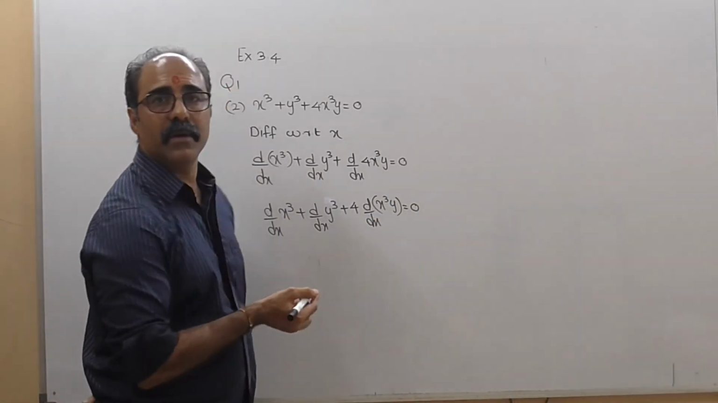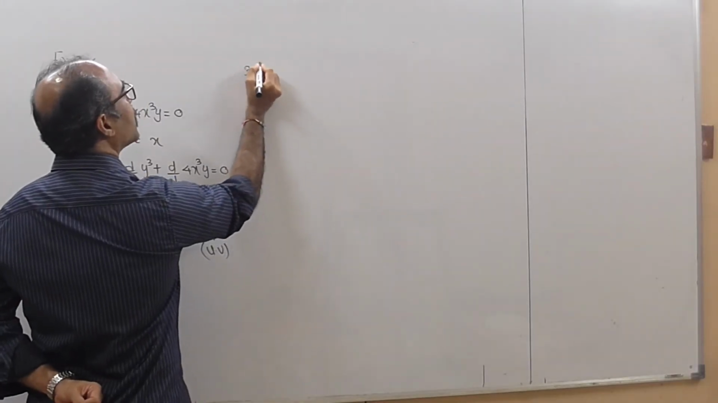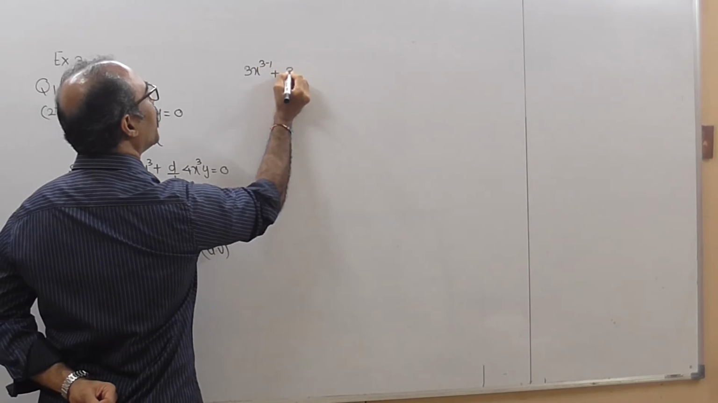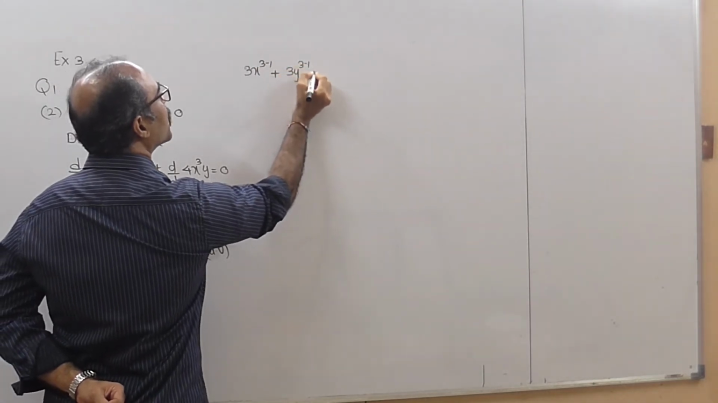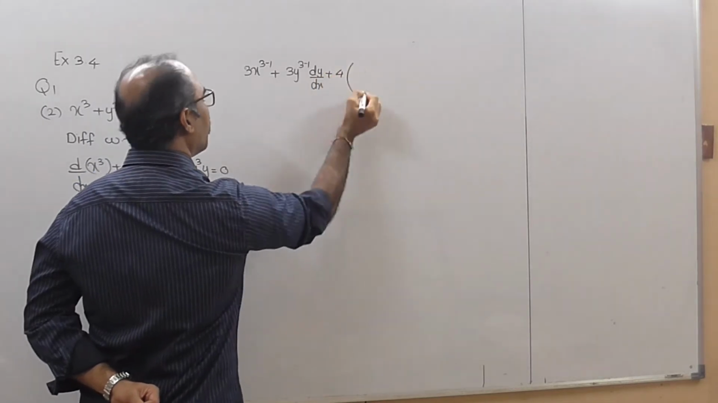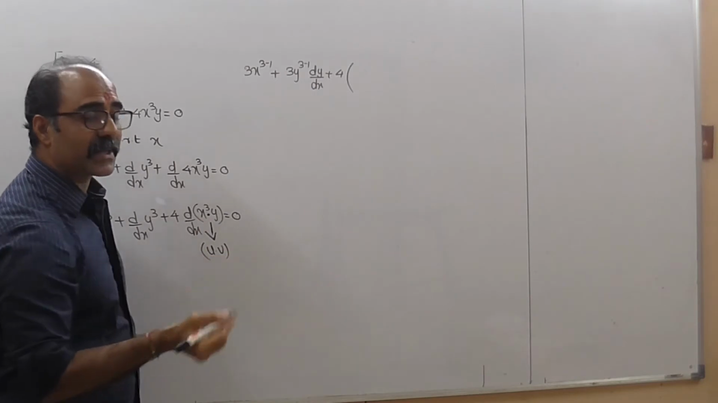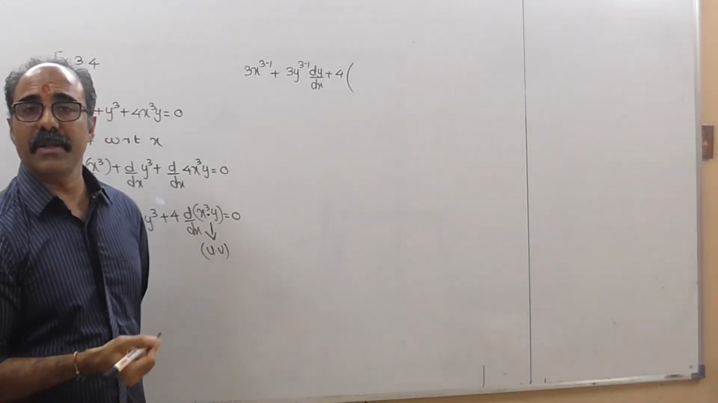Now you can use the formula of derivatives. Derivative of x cube is n x raised to n minus 1. Derivative of y cube is n y raised to n minus 1. Since you are finding the derivative of y, please attach dy by dx. This has to be done by using the concept of u into v, because x cube is not a constant, neither is y a constant.